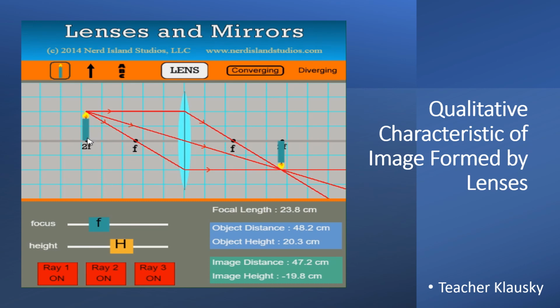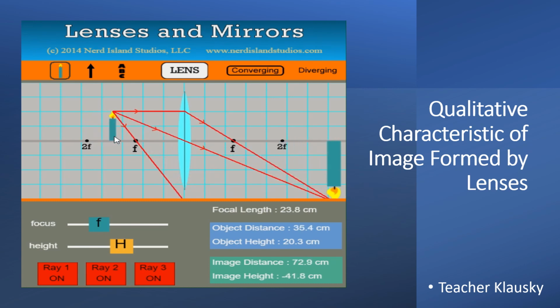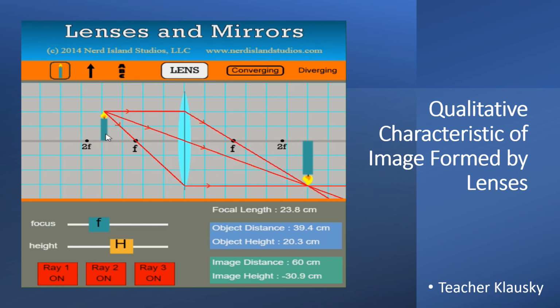Now what if the object is located between 2F and F? We observe that again the three rays intersect or meet. So this will be the location of the image. It's beyond 2F on the right side of the lens or the second surface of the lens. The size of the image is larger than the object size. So it is a large image. And the orientation is inverted and the type of image is real because it is formed on the right side of the lens or on the second surface.